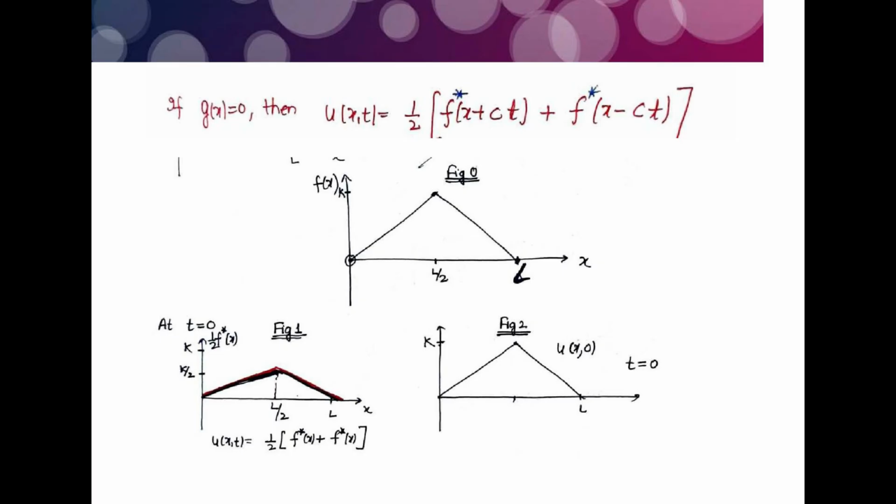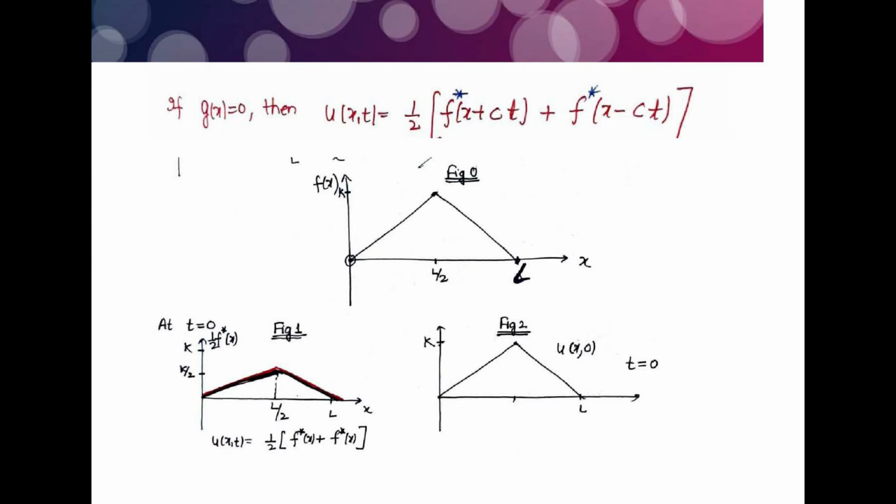Now figure 1, this is the graph of f star x. Here I am taking t as 0. So suppose time t is 0. Then I am plotting the graph of 1 by 2 f star x in figure 1. As t is 0, f star (x plus ct) and f star (x minus ct) both will be the same. So I am writing two things here, one with the black pen and the other with a red curve, you can see. So this is half of the deflection.